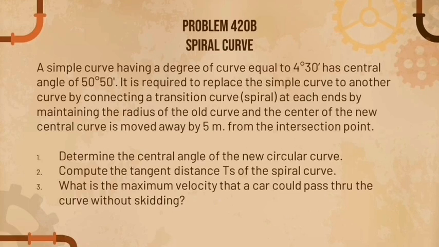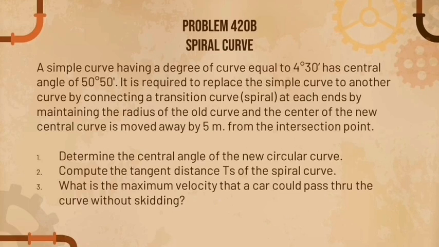A simple curve having a degree of curve equal to 4 degree and 30 minutes has a central angle of 50 degree and 50 minutes. It is required to replace a simple curve to another curve by connecting a transition curve spiral at each ends by maintaining the radius of the old curve, and the center of the new central curve is moved away by 5 meters from the intersection point.